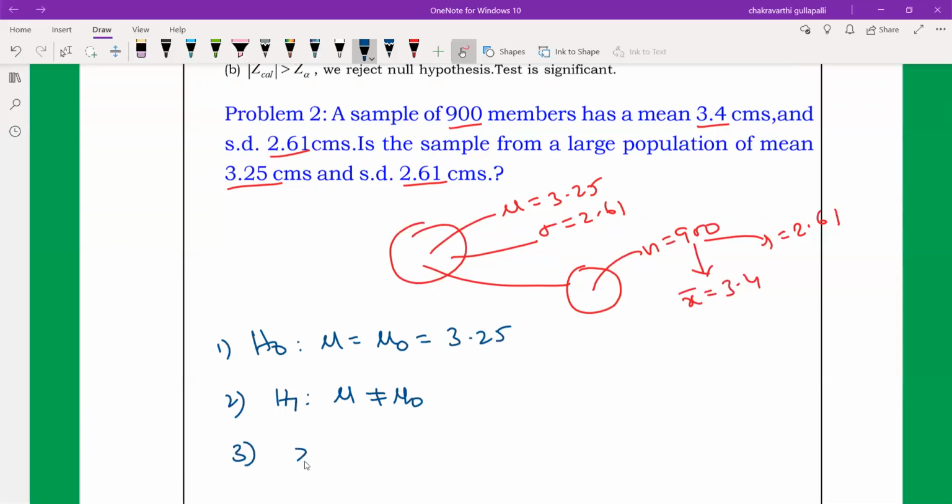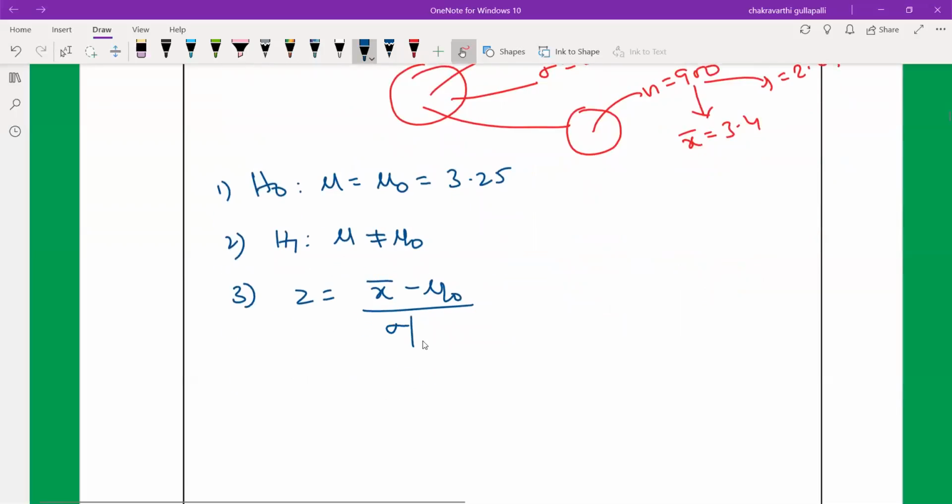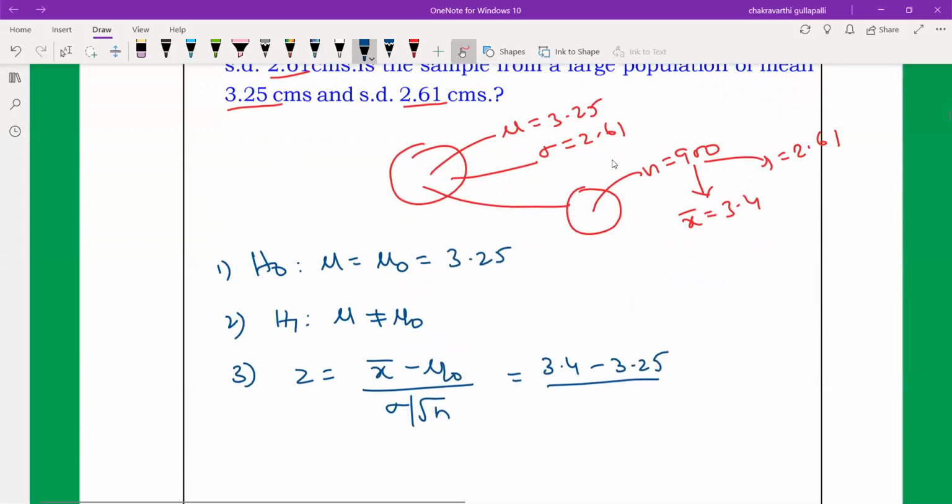So test statistic Z is equal to x bar minus mu naught, divided by sigma by root n. X bar is given here as 3.4, minus mu naught, 3.25, divided by the population standard deviation value 2.61 by root n, where n is equal to 900. After simplification, this value is equal to 1.73.